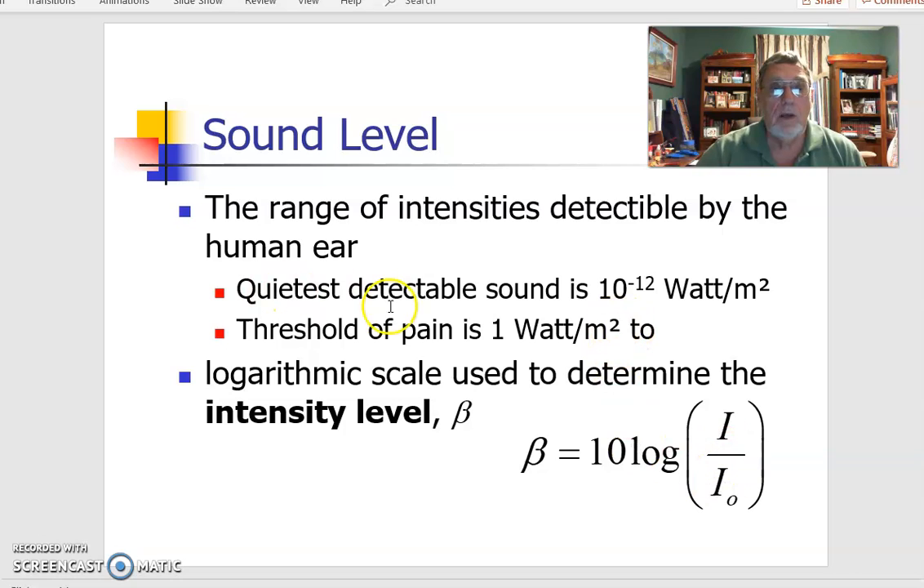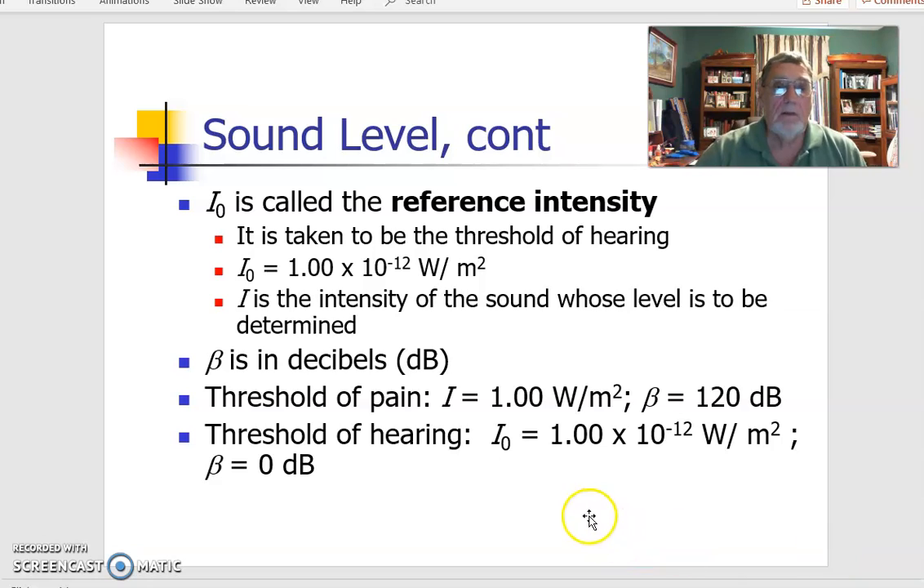So your I naught is this 10 to the minus 12. If you take your intensity over I naught, take the log, and then it's a decibel, so you multiply that by 10. So we're going to measure sound intensities in decibels. There's our reference, I naught. You'll want that in working problems. Well, you don't need a formula sheet this time, do you?